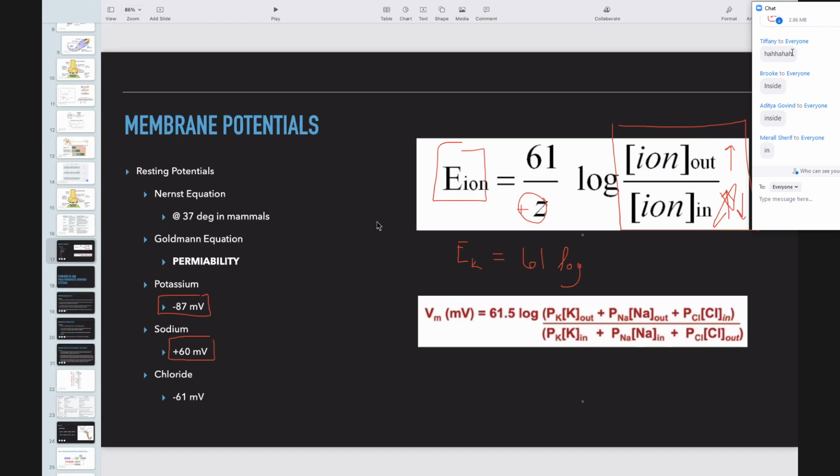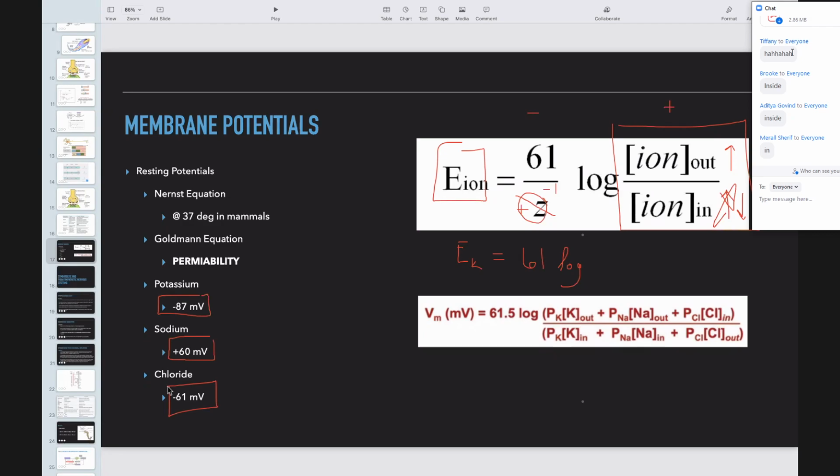Awesome. So let's look at chloride. Chloride also has more on the outside than on the inside. So this term, because there's more on the outside and less on the inside, is also positive. However, chloride is a -1 charge, so this Z is a -1. So this negative term times this positive term will create a negative resting potential for chloride.